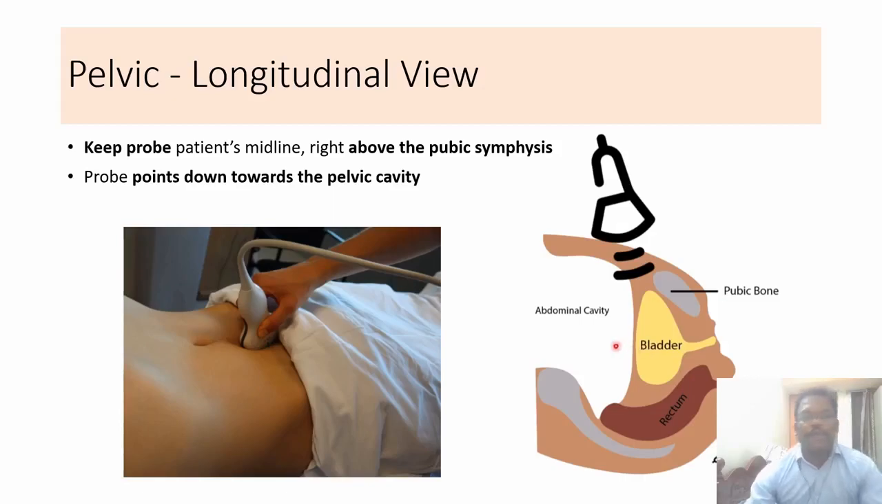So with this, how to do the pelvic view? To do the pelvic view or suprapubic view, just keep the ultrasound probe in the midline right above the pubic symphysis and point the ultrasound probe towards the pelvic cavity. So we can see the following structures here. Based on the gender of the patient, the structures will be different. So we will be seeing those in next slides.